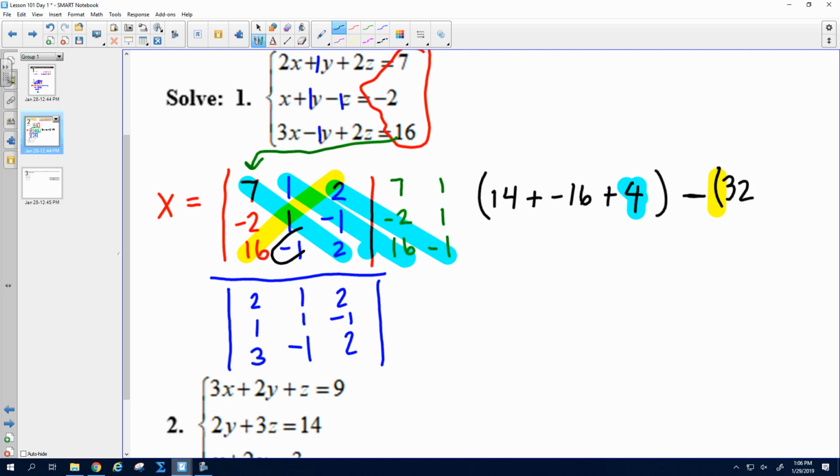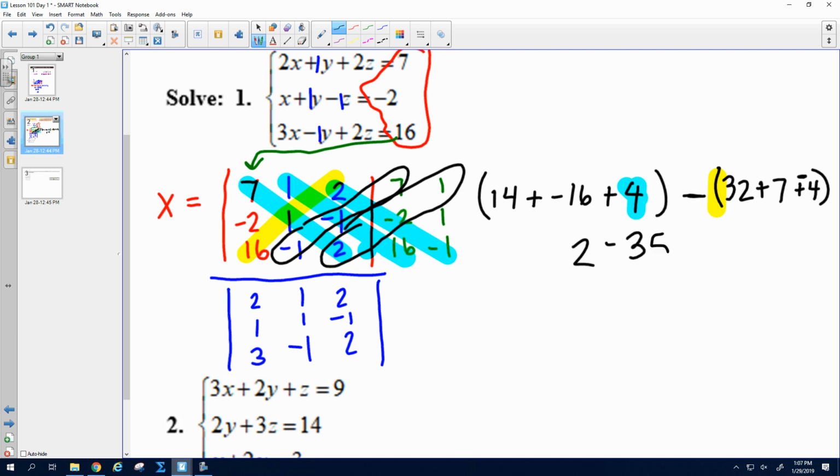All right, and then I'm going to do negative 1 times negative 1 times 7. So that's plus 7. And then I'm going to do 2 times negative 2 times 1. So this one gives me plus negative 4. So I should always see those 6 numbers, and that's how I know what I'm checking. So now I've got 14 minus 16 is negative 2 plus 4, which is 2. And over here I've got 32 plus 7 is 39 minus 4, which is 35. And 2 minus 35 is negative 33.